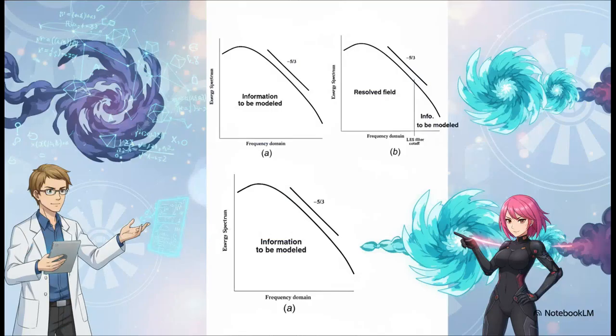And this right here illustrates the core difference perfectly. Look on the left. With RANS and URANS, the simulation has to use a mathematical model for all of the turbulence. It's all a kind of educated guess. But on the right, with LES, the computer directly calculates most of the turbulence, the big, important stuff, and only has to model that tiny little piece at the very end. The takeaway is simple. LES is doing more physics and a lot less guesswork.